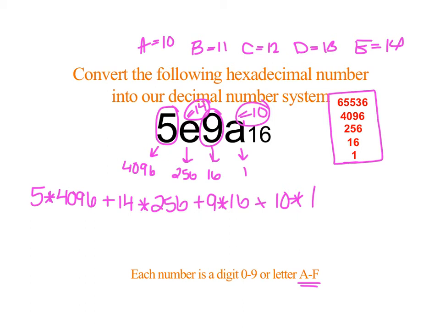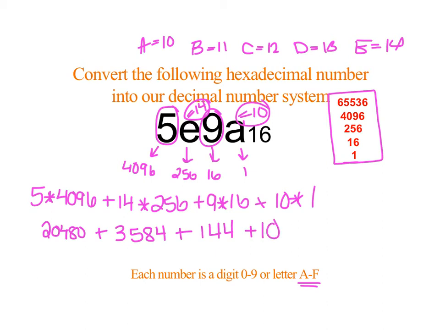So 5 times 4096 is 20,480. 14 times 256 is 3,584. 9 times 16 is 144, and then 10 times 1 is 10.